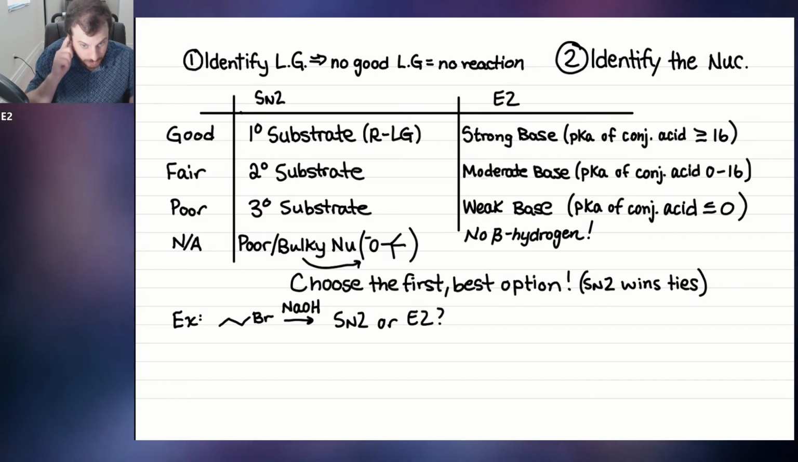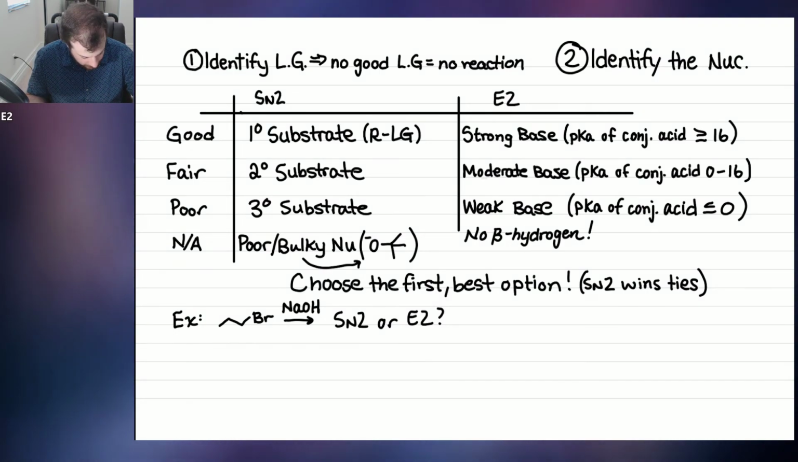Okay, let's do our table method. Oh, but wait, before we do our table method, step 1, I almost forgot. Don't forget, what's step 1? Identify the leaving group. Do we have a good leaving group? Yes, we have bromine, which is one of our good leaving groups, so we can move forward. But if we didn't have a good leaving group, don't bother wasting your time with all the other steps. Step 2, identify the nucleophile. What's our nucleophile? It's NaOH. We'll keep that in mind. And now we can do the table.